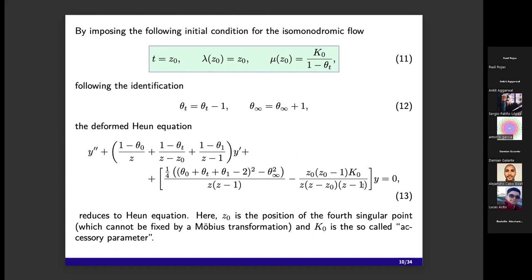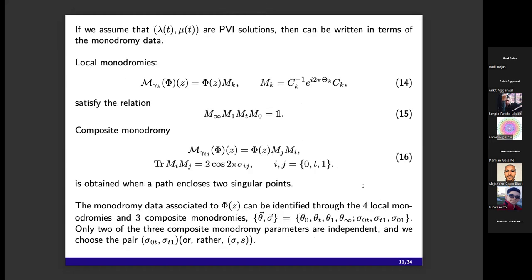So the idea is now that we can translate these two initial conditions. If we consider that these are solutions of the Painlevé VI equation, we know that we can write them in terms of the monodromy data. It was Jimbo that proved that the leading term of the solution of the Painlevé VI equation near a critical point is described by two complex parameters that play the role of integration constants.